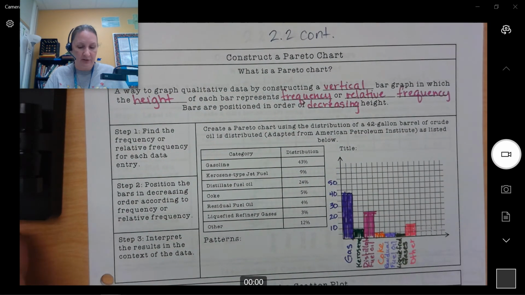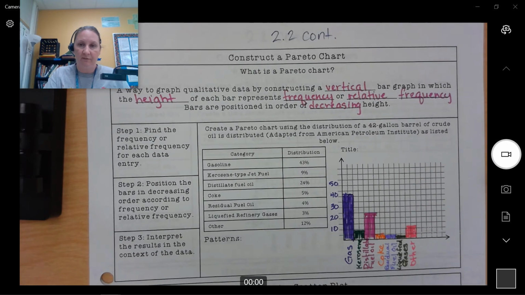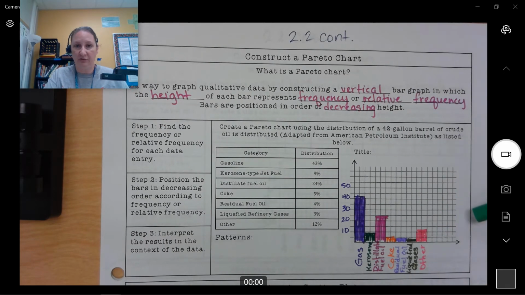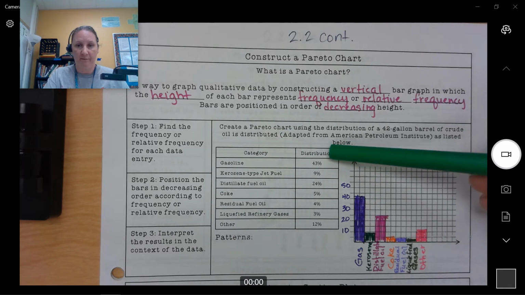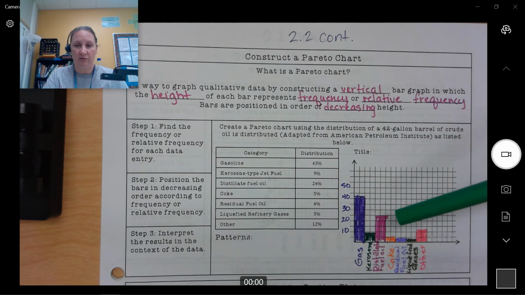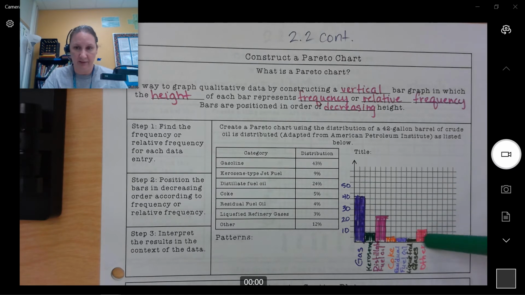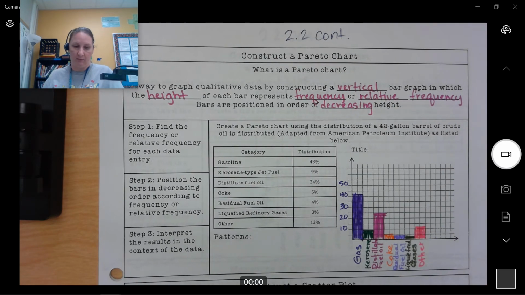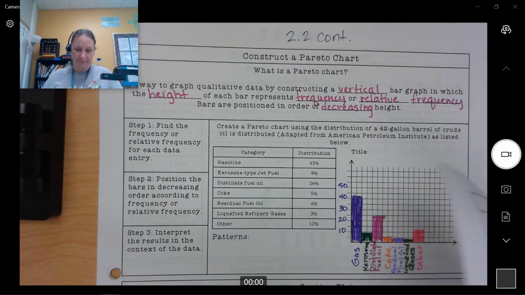Okay, Pareto is another type of bar graph. For most of the time, we don't really use this, but it is a vertical one. It's a vertical bar graph in which the height of each bar represents the percentage or the frequency. So we have 43% for gasoline, and you would have the frequency going up to that. Bars are positioned in order of decreasing height, which my image is not showing. So that's something that I would like to correct.